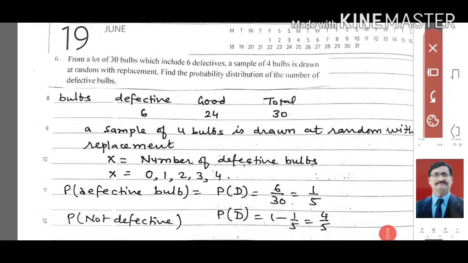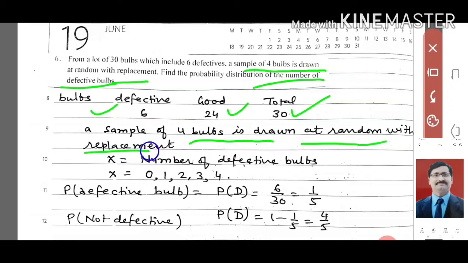From a lot of 30 bulbs which include 6 defective, a sample of 4 bulbs is drawn at random with replacement. Find the probability distribution of the number of defective bulbs. So here you have to take the distribution of the number of defective bulbs. Defective bulbs are 6, total bulbs are 30, so good will be 24. A sample of 4 bulbs is drawn at random with replacement.